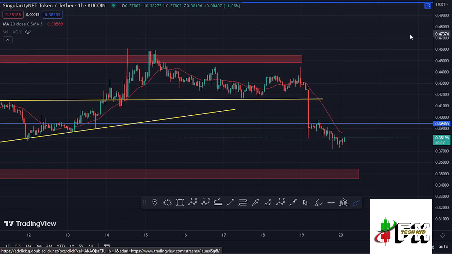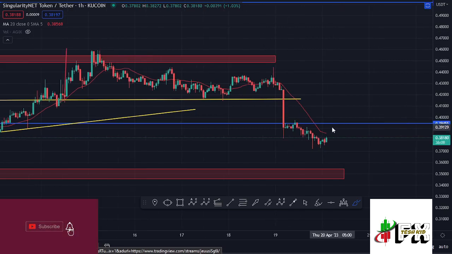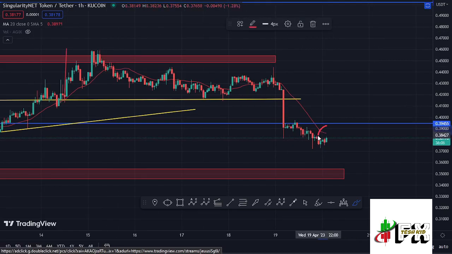Welcome back to TechKidFX for another AGIX price prediction update, which at the time of this recording is holding below the 20-day MA here on the 1 hour chart, which is now acting as resistance. We are also holding below a key area of resistance at around the $0.39455 mark, and the moment we manage to break above that, we can expect a successful retest before we can continue gearing up and continue unlocking higher prices.